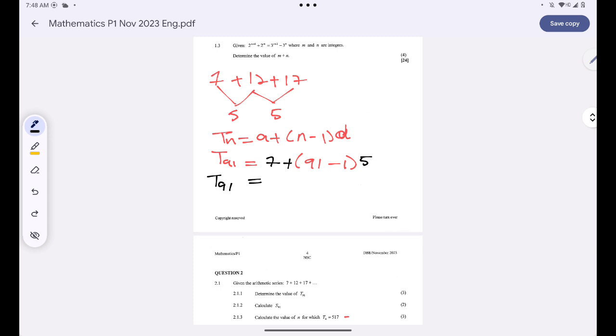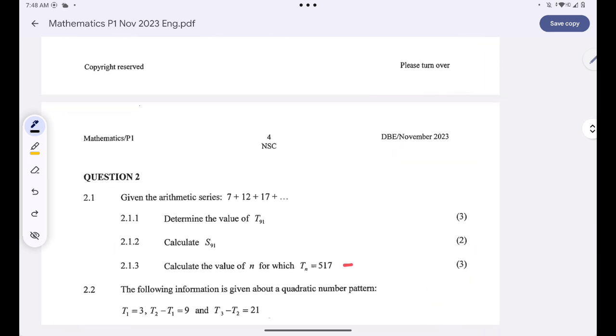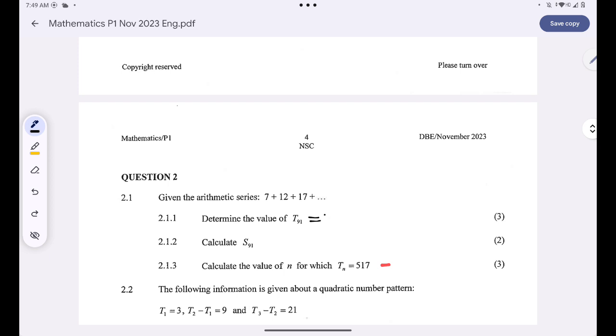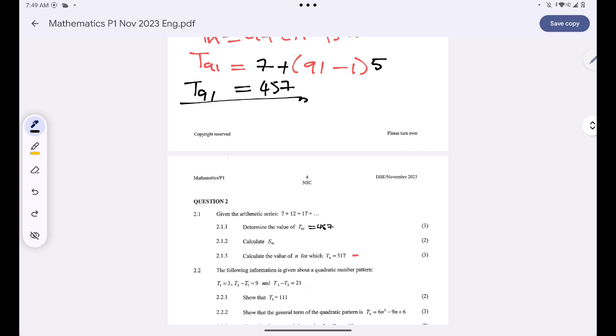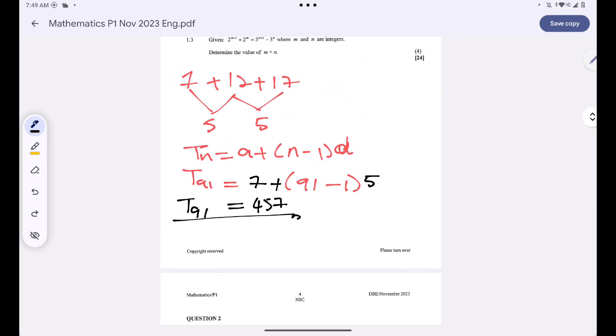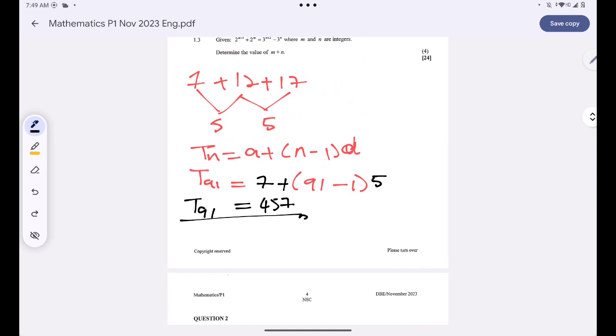Okay, I'll simply say 7 plus 91 minus 1 multiplied by 5. This will give me 457. So the 91st term is equal to 457. And then the second question, they want me to calculate the sum of the first 91 terms.